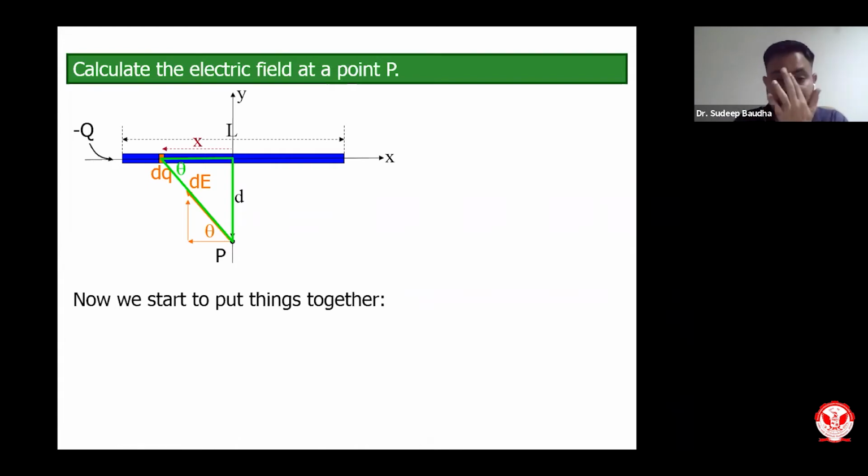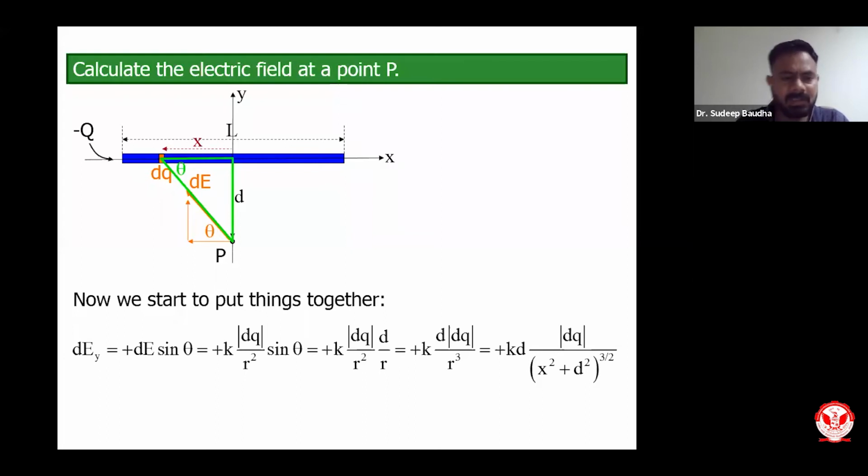Now we start to put all those concepts together. We will start with our fundamental equation: dEy is dE sine theta. Sine theta will be equivalent to d upon r. And what is dE? dE is k dq upon r square, that we have already mentioned in the starting equation. If I sum up everything, then I will get dEy equals k d dq upon (x square plus d square) to the power 3 by 2. So I hope this calculation is very clear.